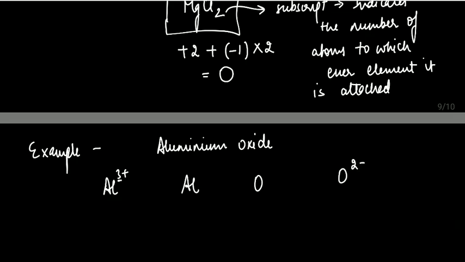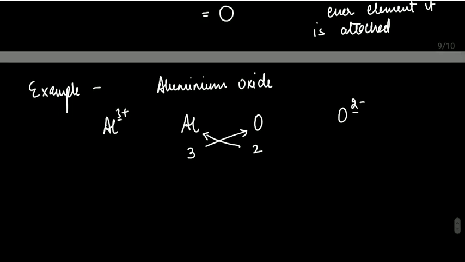So again, we are going to take these numbers, 3 and this 2. So this 2 will go at the bottom of aluminium, 3 at the bottom of oxygen. The formula will become Al2O3. If you want to check the total charge over here, aluminium carries plus 3 into the number of atoms.